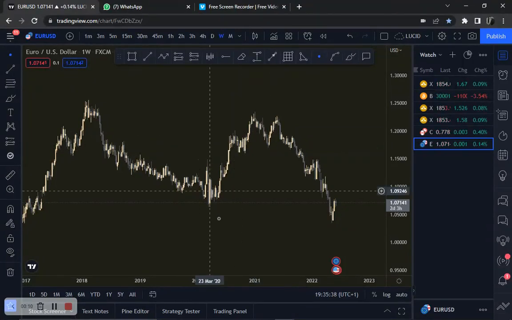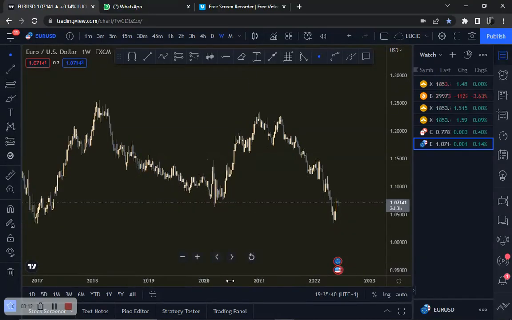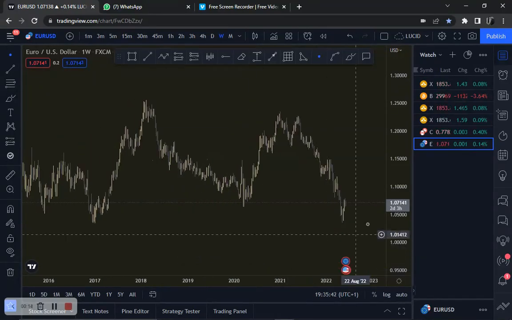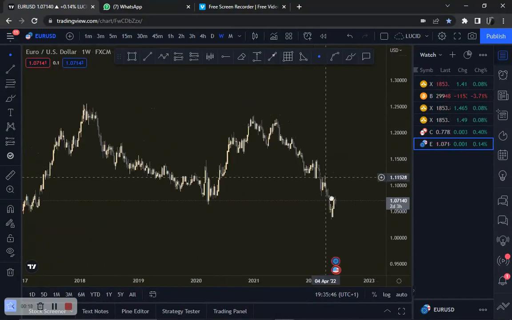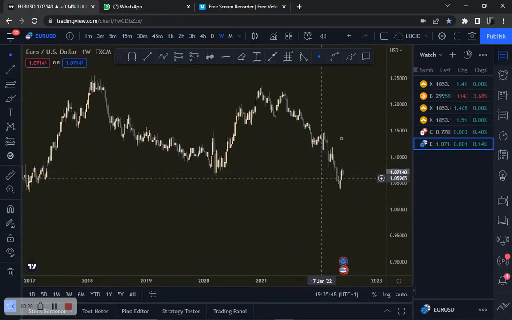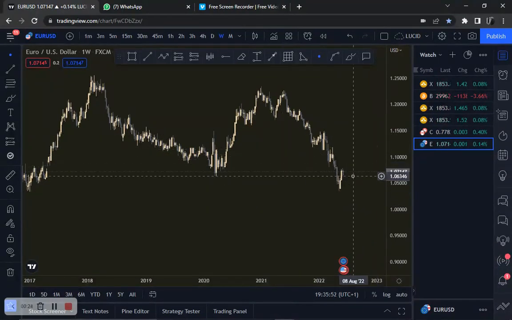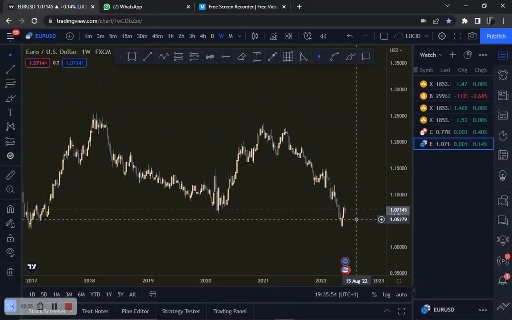Well, guys, in this video, I would like to share with you my knowledge on order blocks. I'd like to show you what order blocks are and how you can trade with these.